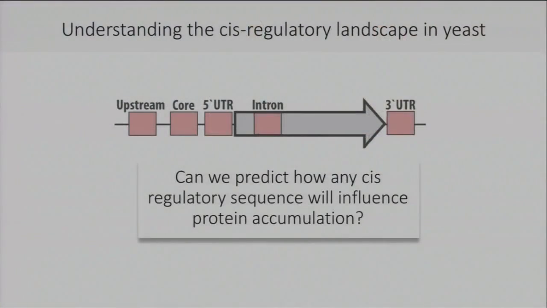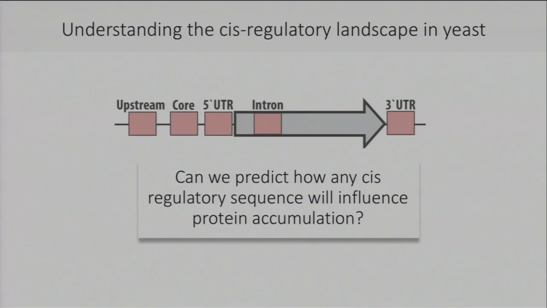Really, our lofty goal here is, can we predict how any cis-regulatory sequence will influence translation or protein accumulation? So knowing any combination of sequences, can we predict how that protein is translated? You can imagine this is a giant sequence space, and this is just a mock-up of the yeast regulatory region, which is really nice and compact. Shout out to yeast for being a great model organism.